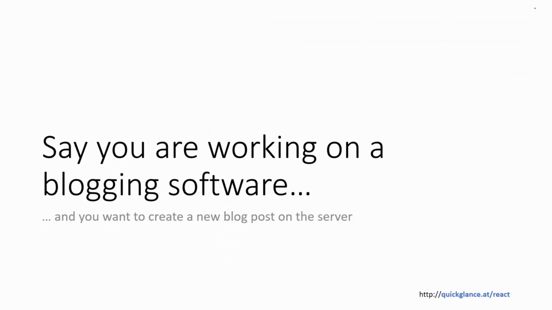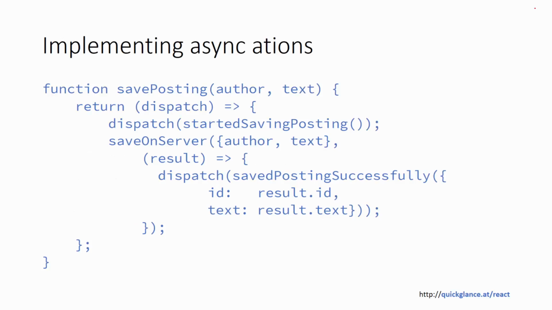Let's move to a more concrete example. Say you're working on blogging software and you have a form where people can enter a blog post and you want to save this posting on the server. After saving is completed, you want to dispatch an action asynchronously so you can show the new blog posting to the author. Now here is the function that implements saving the posting asynchronously.